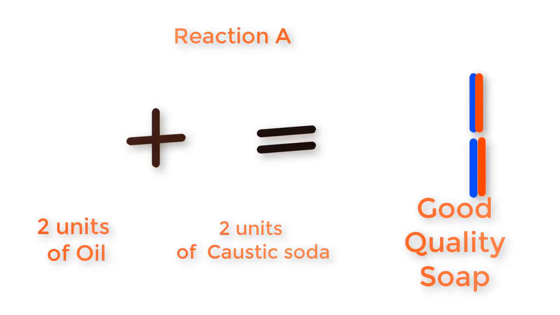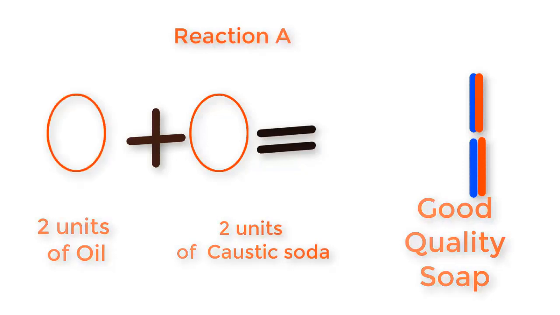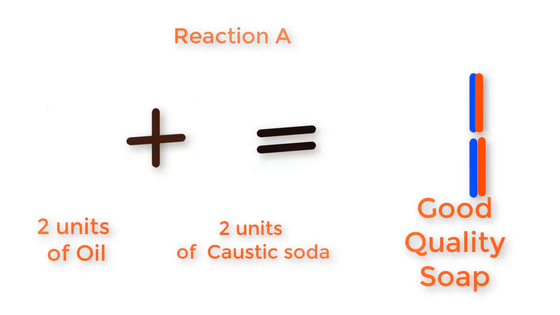Now, let's observe this combination or this reaction. You will notice that all the caustic soda has been consumed by the oil, such that at the end of the day, no reactant is left behind in the reactor. All the caustic soda has been consumed by the oil, so none of the caustic soda unit is left behind. This is a good quality soap because no caustic soda is left behind.